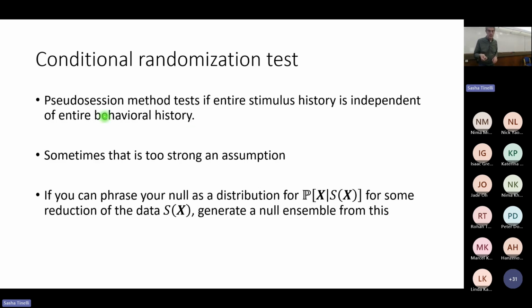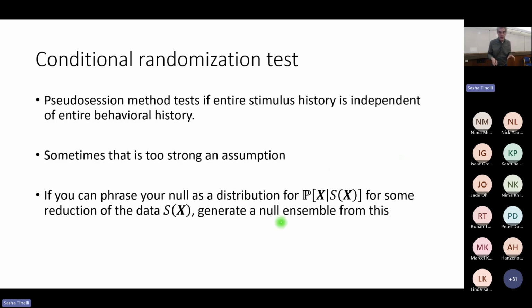The pseudo-session method tests if the whole stimulus history is independent of the whole behavioral history. Sometimes that's too strong of an assumption, right? For example, we'll see a case where the mouse makes a choice and it may or may not get a reward, right? And you could say it didn't see the stimulus, but it sure as hell knew about the reward, right? So if you're testing the hypothesis that the entire sequence of choices is independent of the whole sequence of stimuli, and the reward depends on the stimulus, and the mouse can see the reward, then the sequence of stimuli is not independent of the sequence of choices.